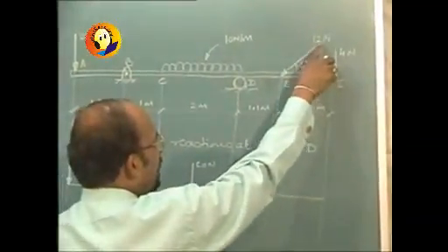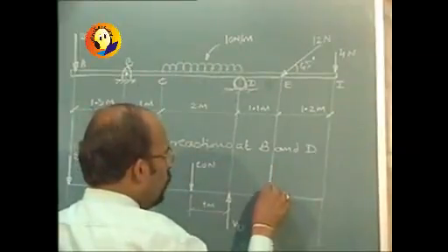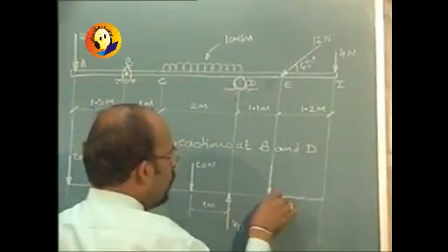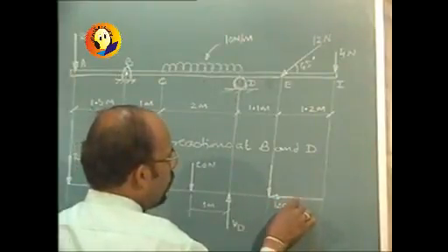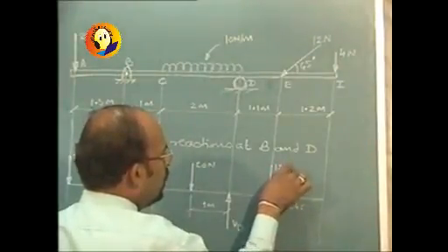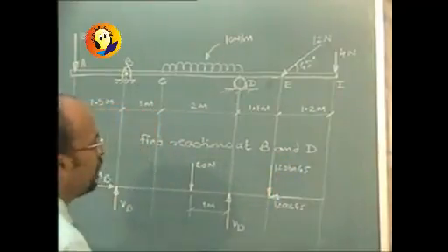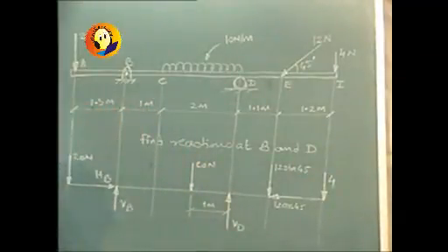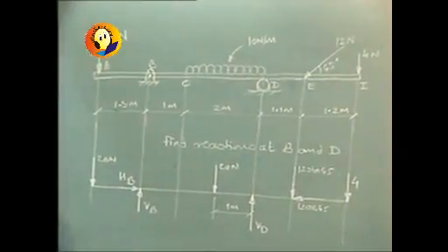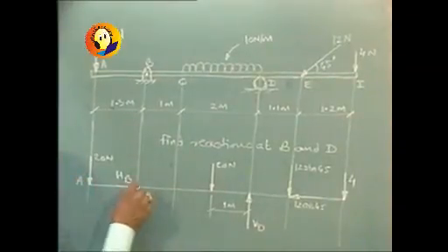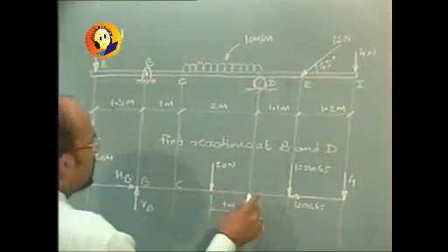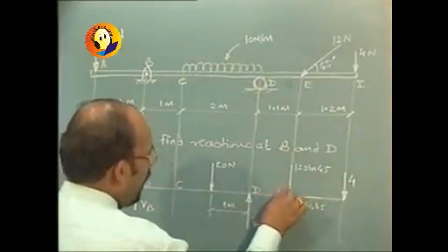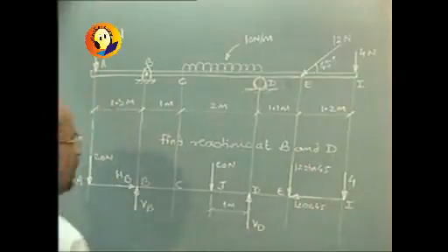A 12 Newton force is acting in this direction, which can be converted to components. We'll have a horizontal component going towards left as 12 cos 45 and a vertical component downward, which is 12 sin 45, and finally a force of 4 newtons at the rightmost end. So this is the diagram which will be useful for solving the problem. Points are A, B, C, this point doesn't have any name, D, E and I. Let us name this point as Z. All the distances are known to us.